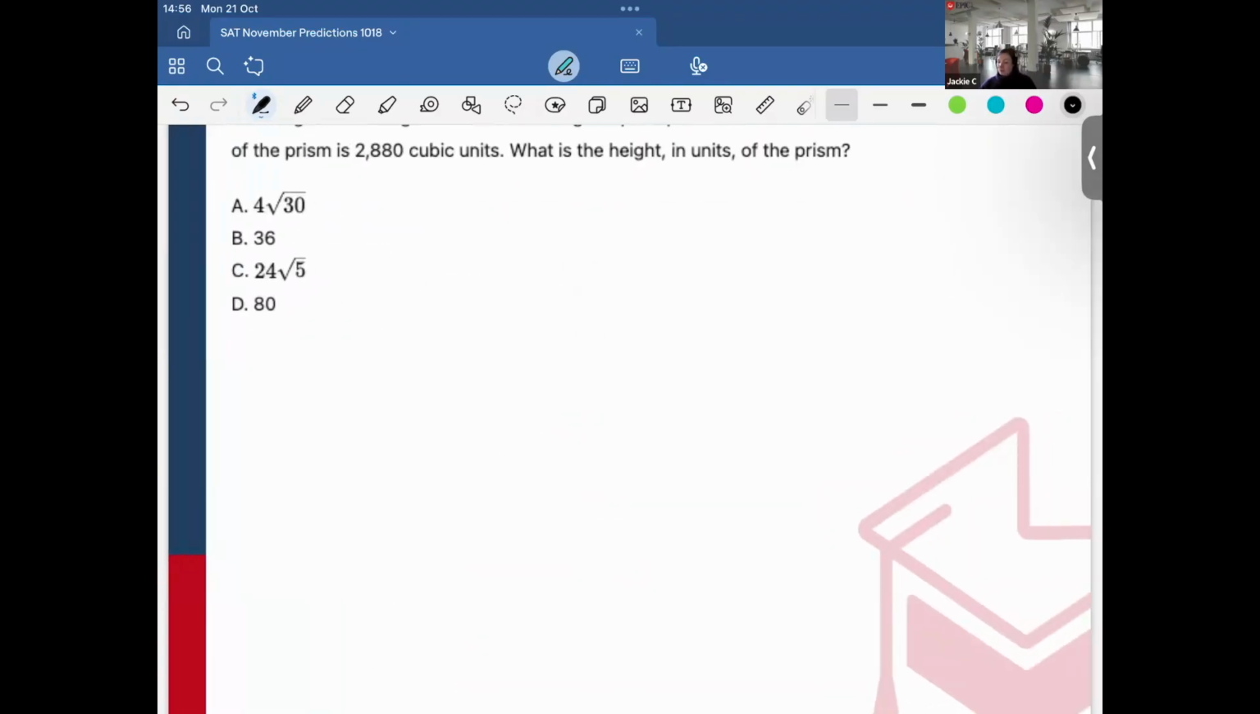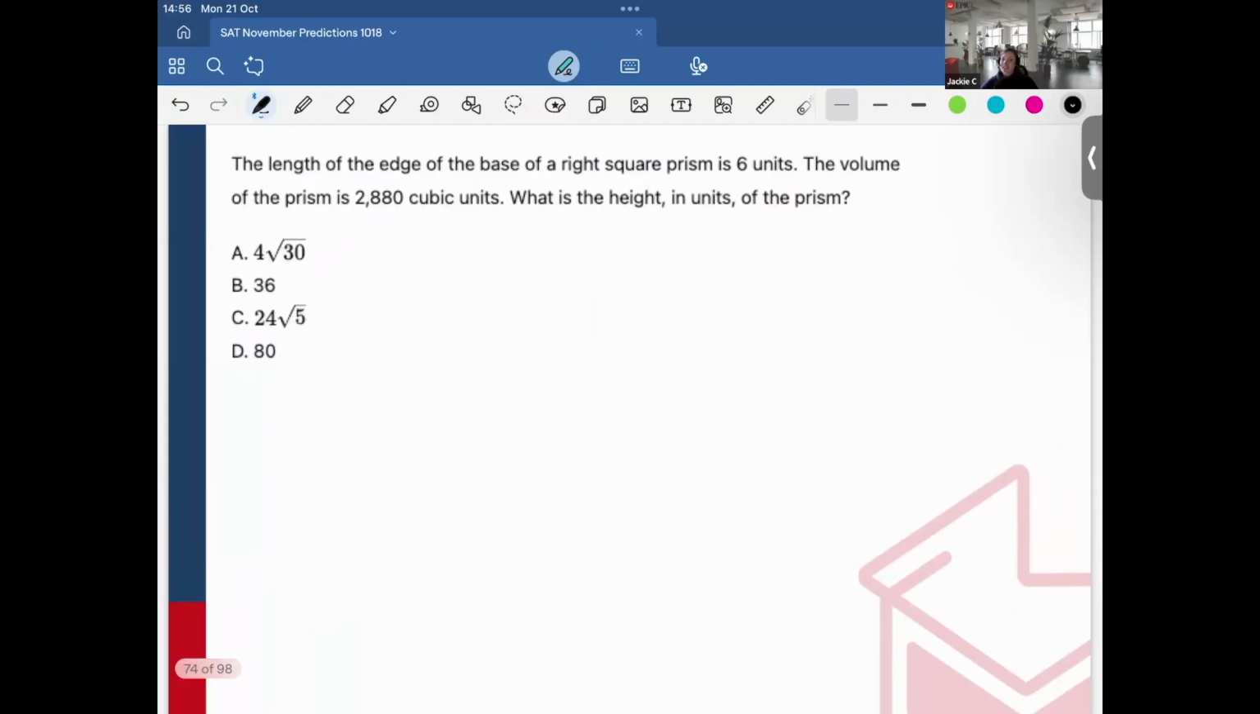Oh my goodness, what about this one? The length of the edge of the base of a right square prism is 6 units. The volume of the prism is 2,880 cubic units. What is the height of this prism?